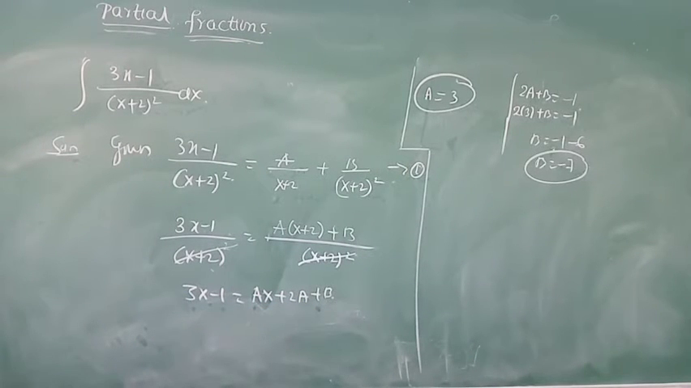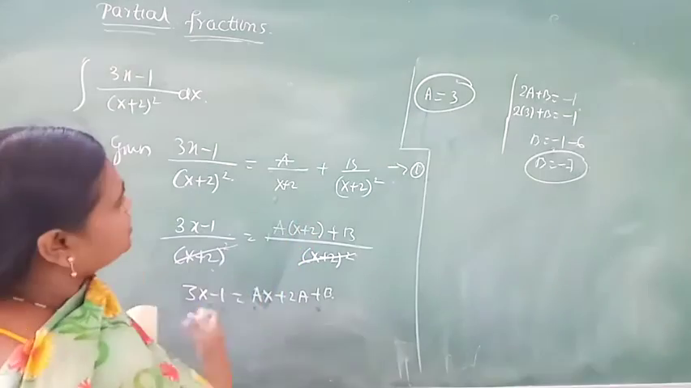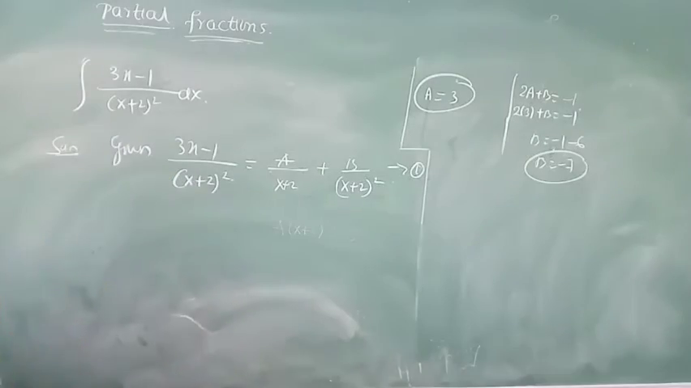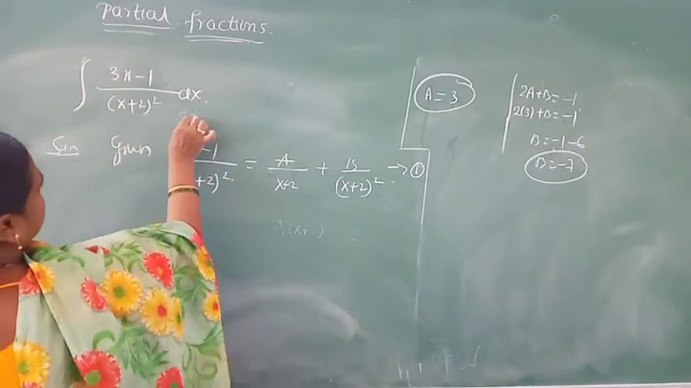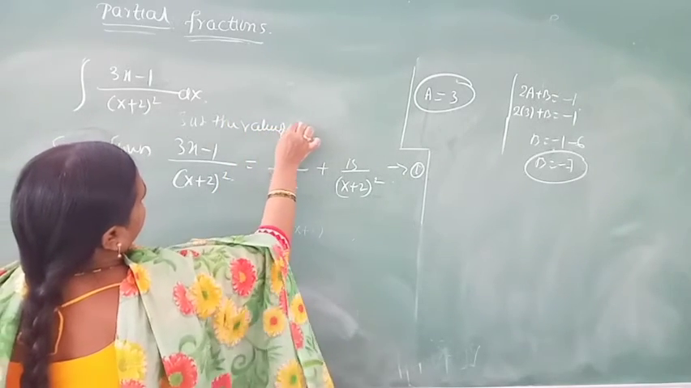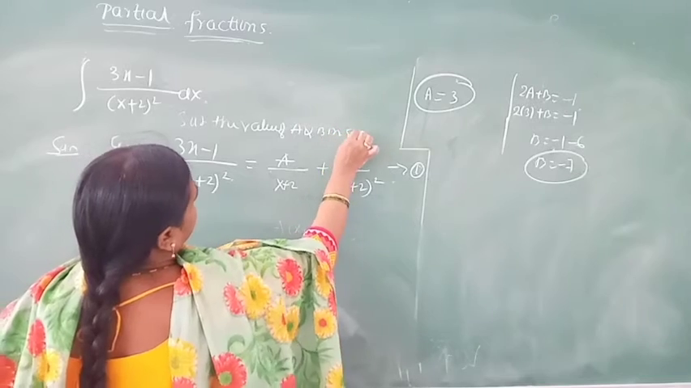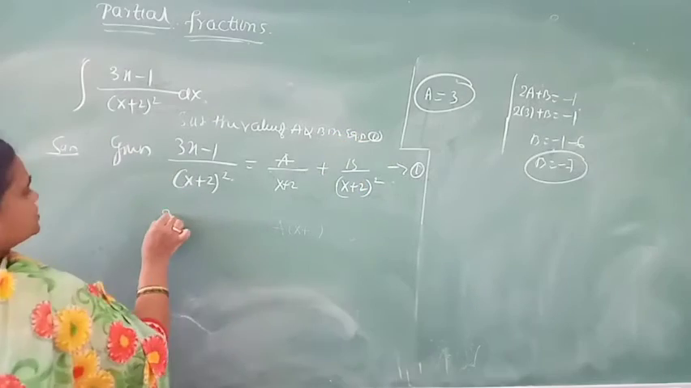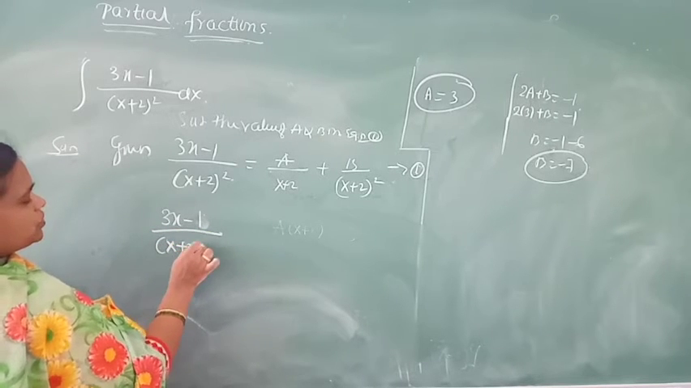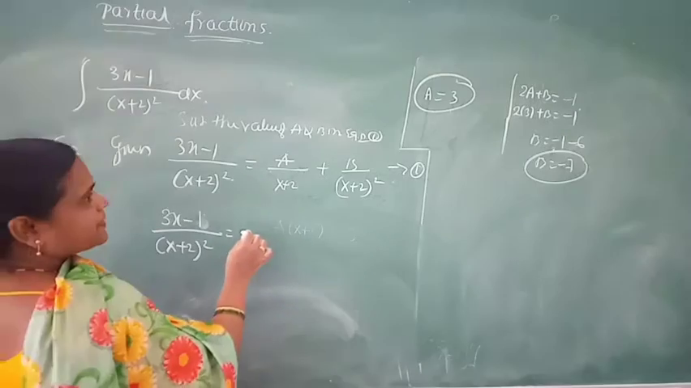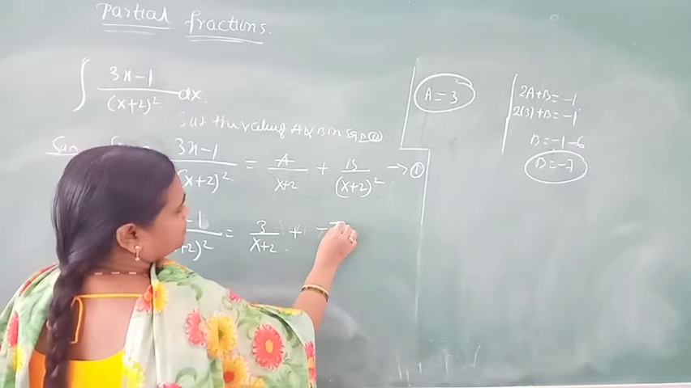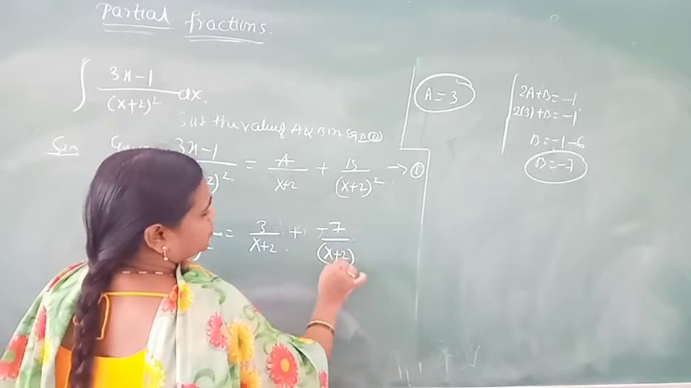Correct. Substitute a and b in equation 1. As usual, same procedure what we have done. Substitute the values of a and b in equation 1. The integral of 3x minus 1 divided by x plus 2 the whole square is a 3 by x plus 2 and b minus 7 by x plus 2 the whole square.